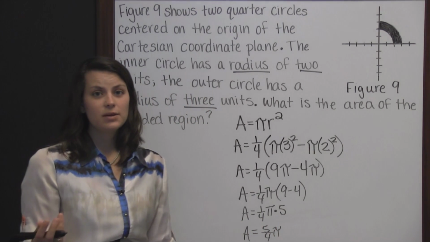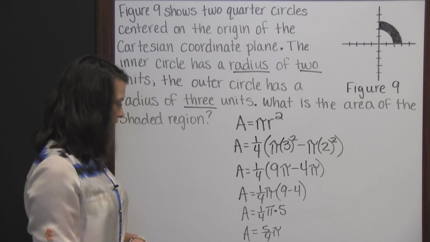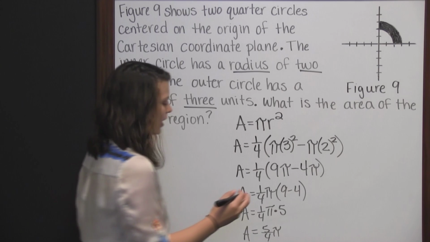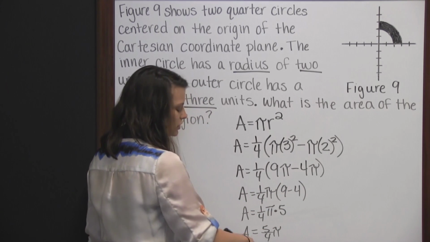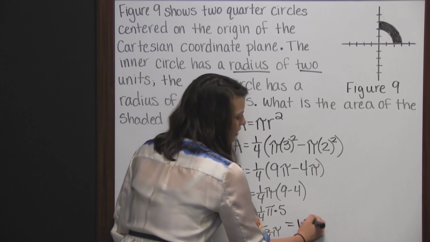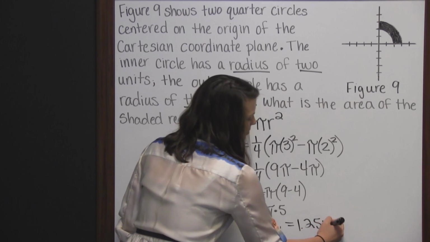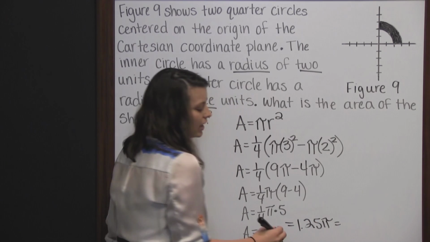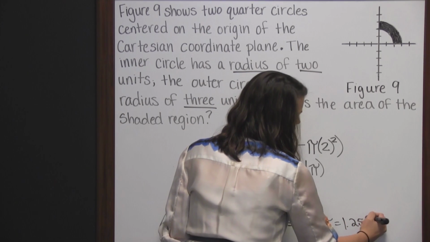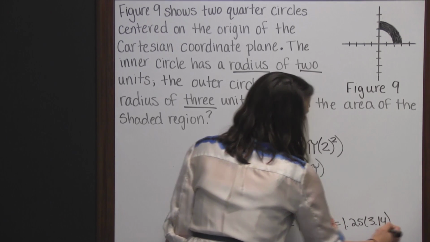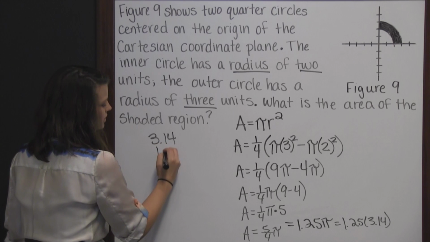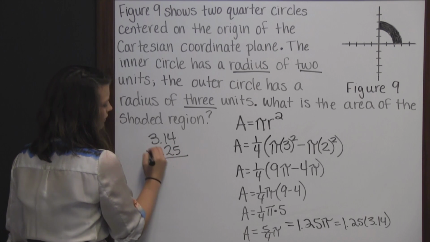But of course, if you're needing to bubble this in on an answer sheet, then you don't have the option of bubbling pi. So we're going to have to multiply 5/4 times pi. And 5/4 is 1.25, so 1.25 pi. And for pi, we'll just use 3.14. So we're doing 1.25 times 3.14. And that I'm going to do over here.